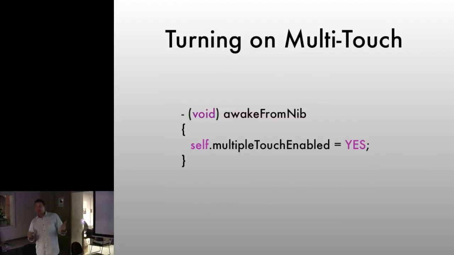Turning on multi-touch is pretty simple. In your view, awake from nib, all you need to do is set the property, set multiple touch enabled, set it to yes, and you'll start receiving multiple touch events. Yeah, and really you can do that whenever you want. It's just a property on view that you can set.